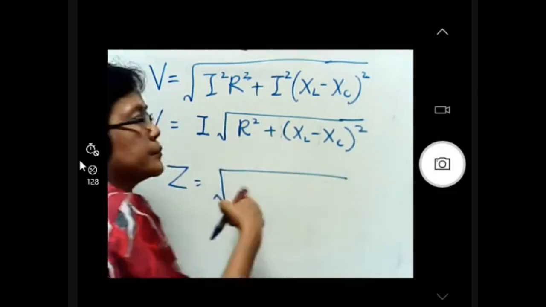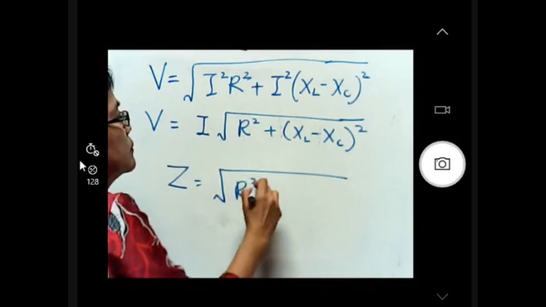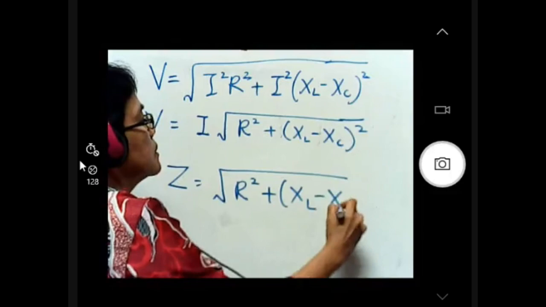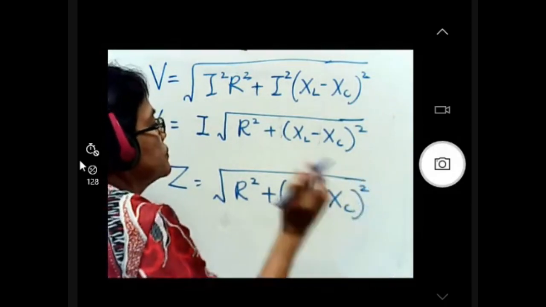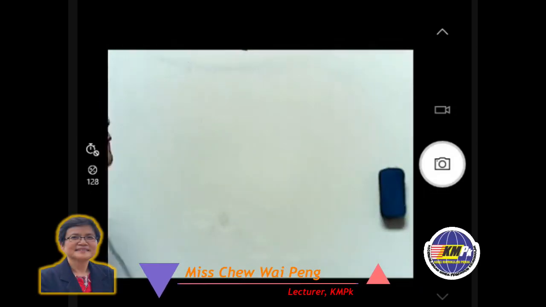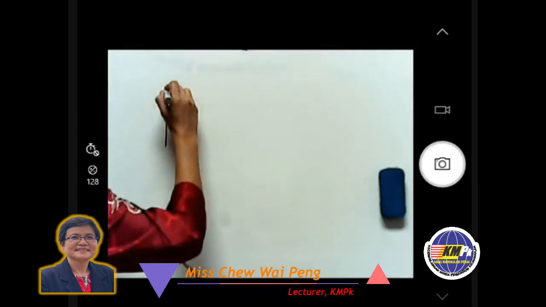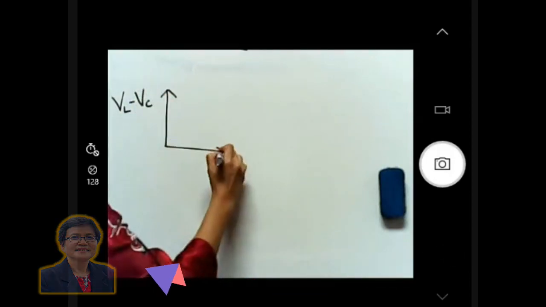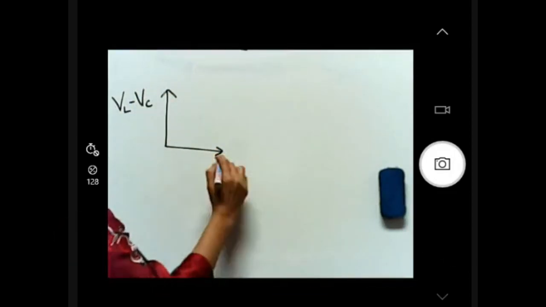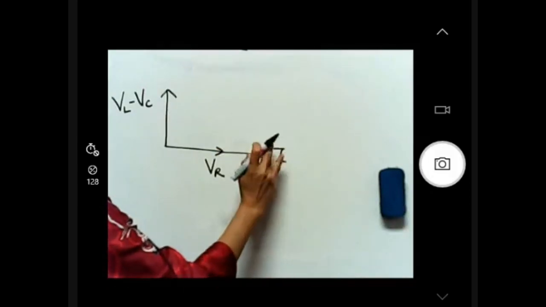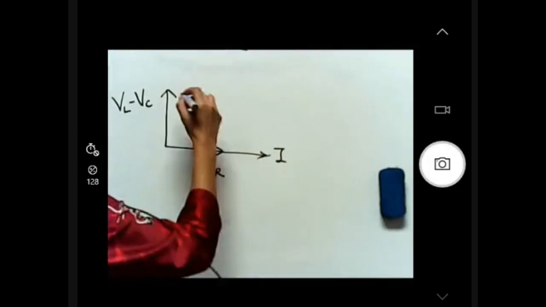square root of R squared plus (XL minus XC) squared. Okay? Using the same phasor diagram, meaning VL minus VC, and then VR. Okay, compared to current as a reference. Current is always our reference, okay?